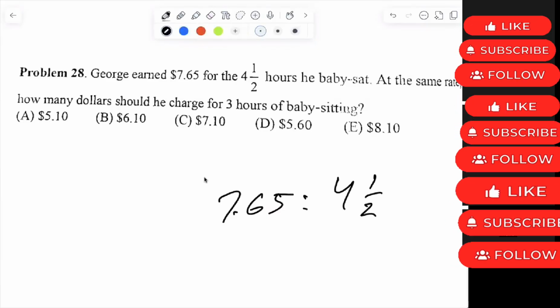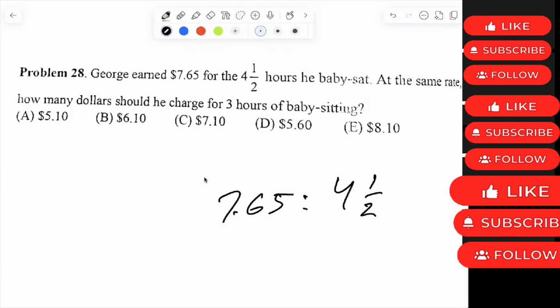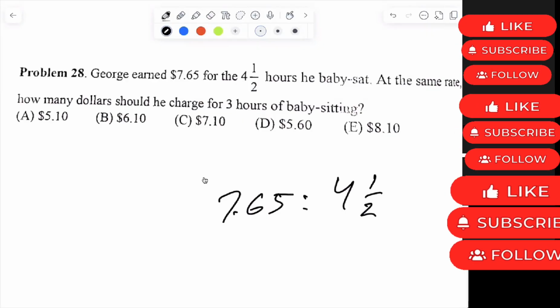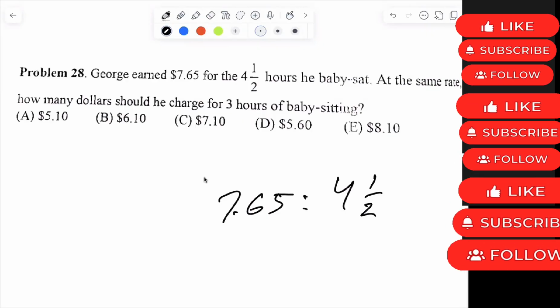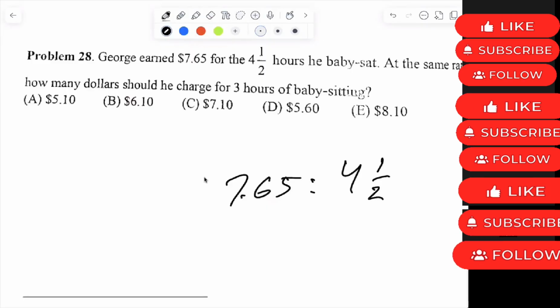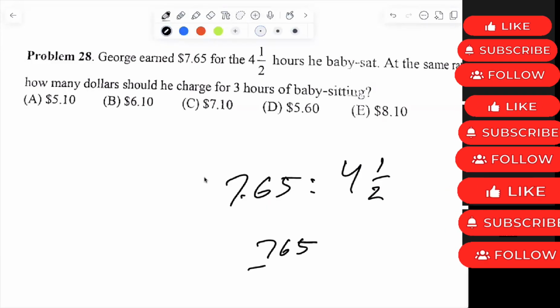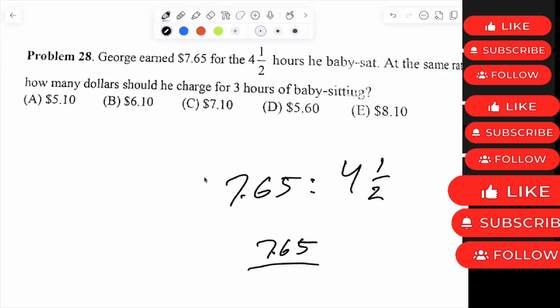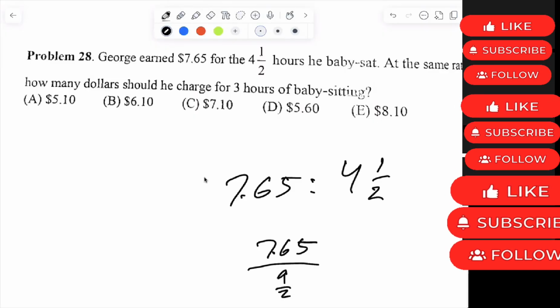What's the unit ratio for 1 hour? Well, clearly, that's going to be 7.65 divided by 4 and 1/2. That's going to be 9 halves.